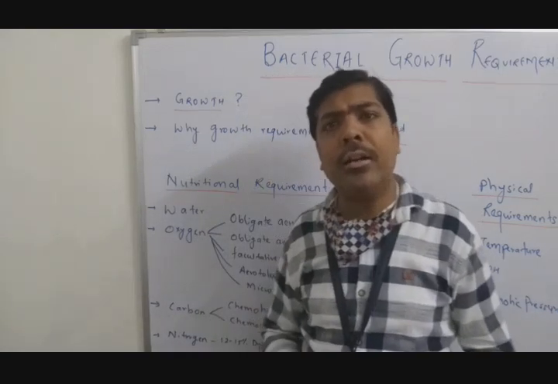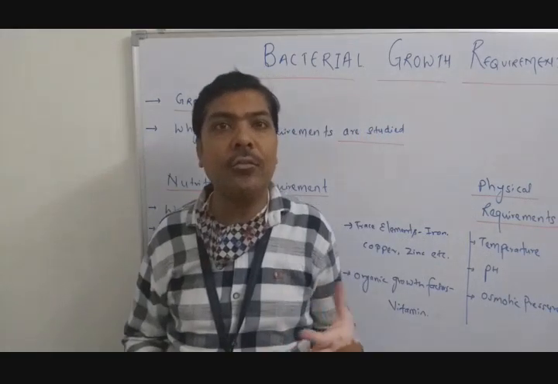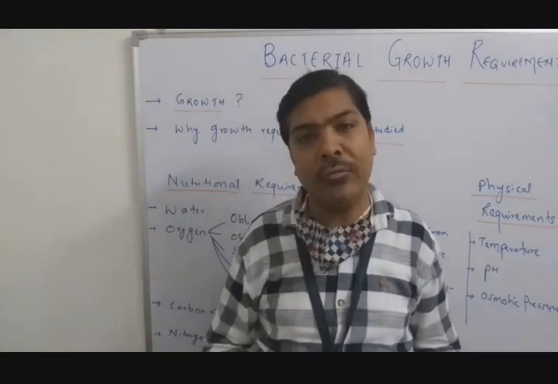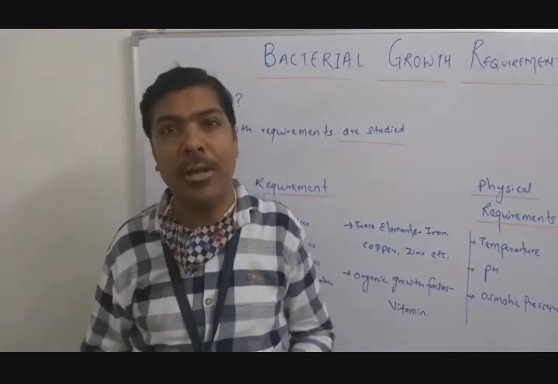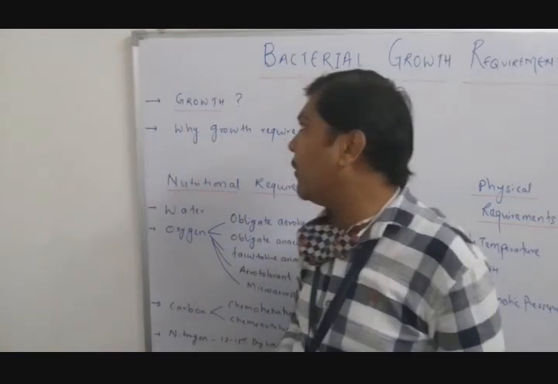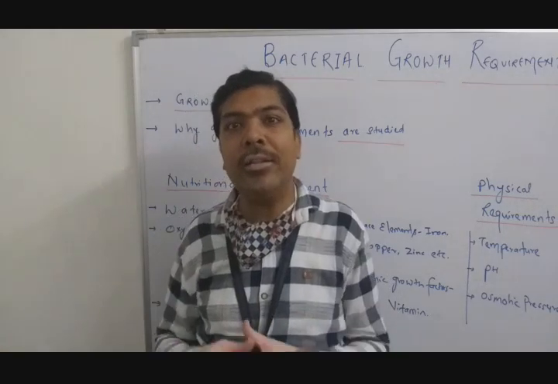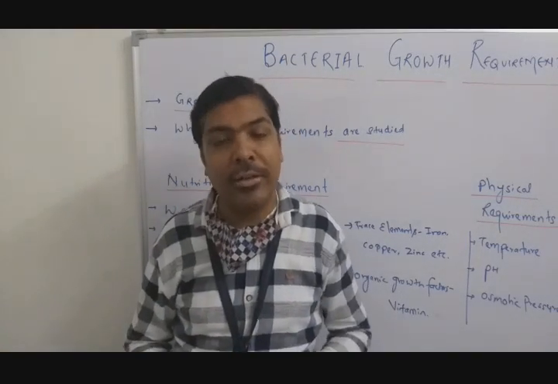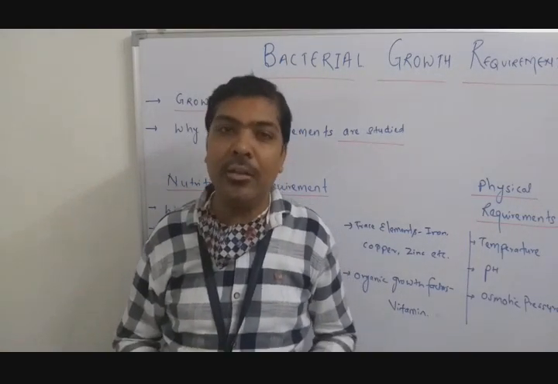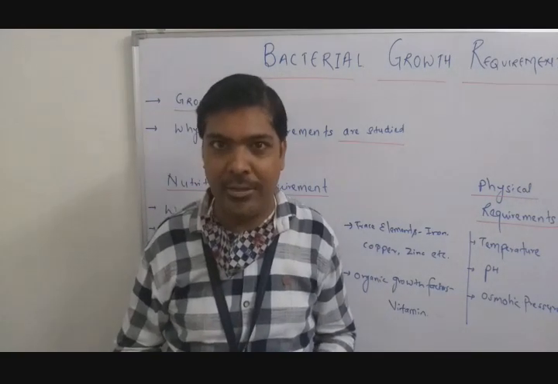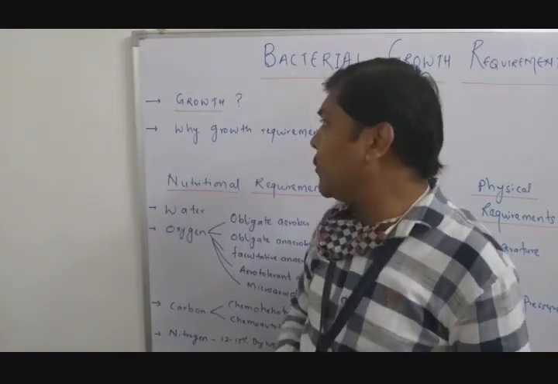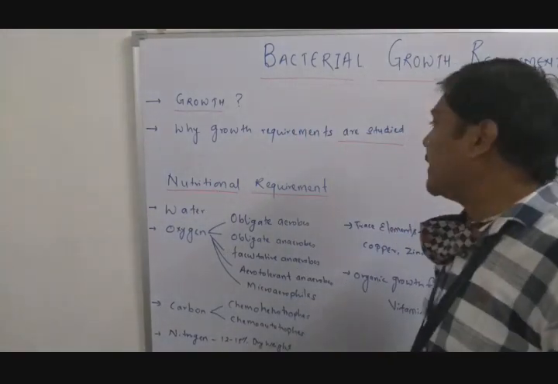As we have discussed in the earlier class also, the size of the bacteria ranges from 0.75 to 4 micrometers in diameter. But still, when we talk about the growth of the bacteria, it does not mean an increase in the size of the bacteria; growth here actually means an increase in the number of bacteria. Okay, so the next point is why the growth requirements are studied.